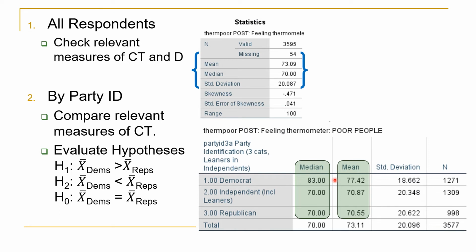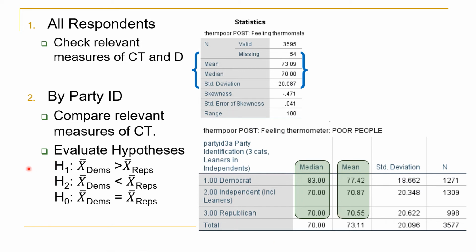Now we look at the mean, and we see here that the average Democrat evaluates poor people at 77.42 on our 100-point scale. And the average Republican evaluates poor people at 70.55 points on our 100-point feeling thermometer. So our process is extremely simple, right? All we have to do is compare the numbers, and we can evaluate these hypotheses.